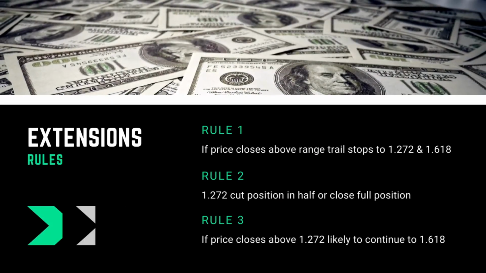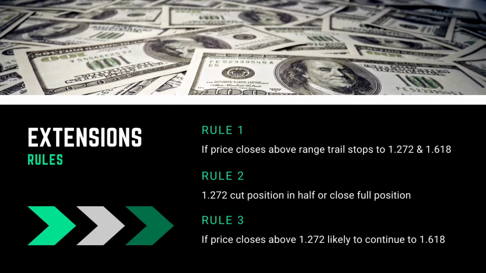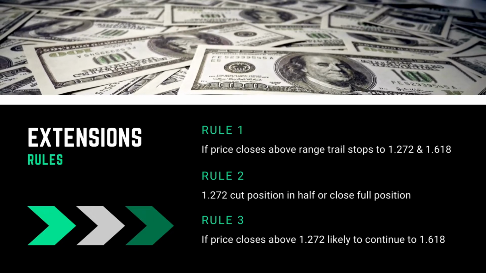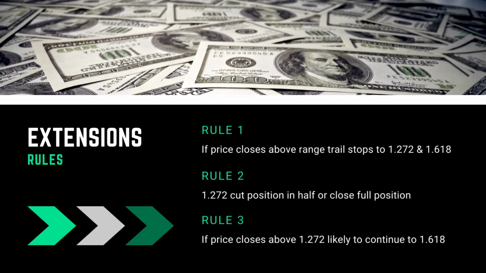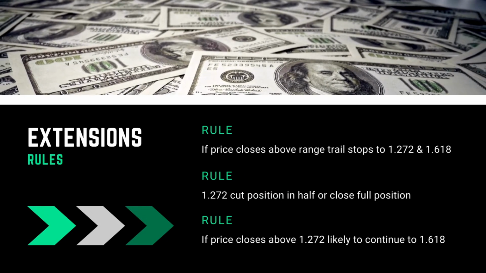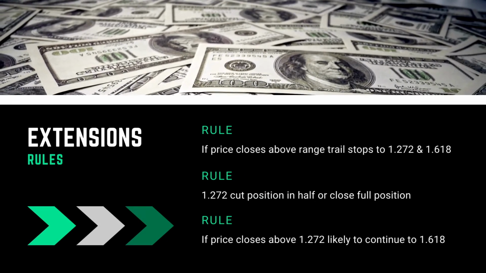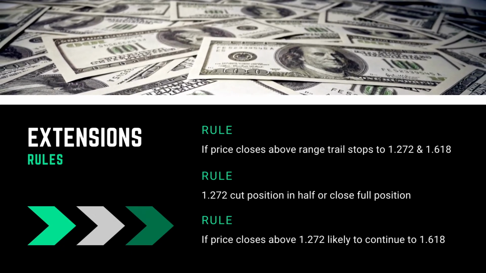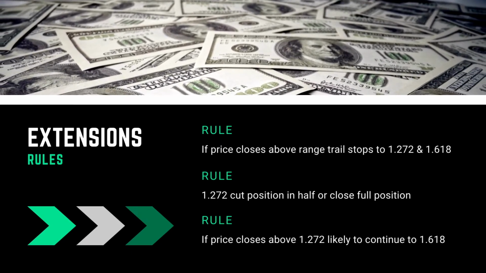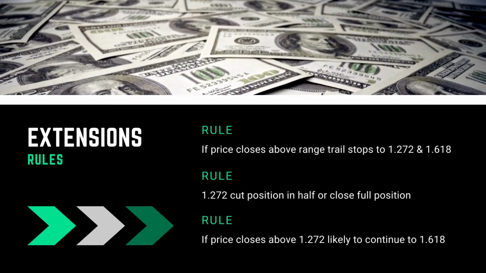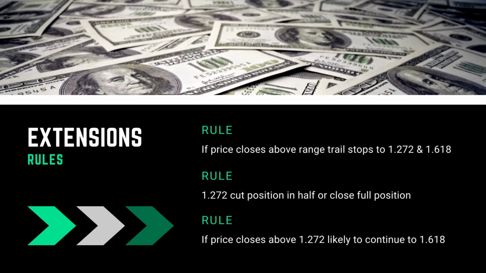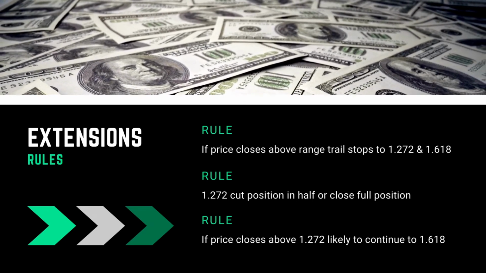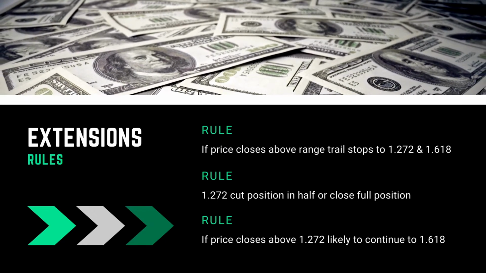Here are some rules to consider. If you enter a trade before the range is broken, you need a candle close outside of the range. Once this happens, trail your stops up to the 1272, your first profit target. The 1272 is a level where you can cut your full position or take half your profits and hold the rest. If you get a candle close above the 1272, price is likely to move to the 1618. Take your full profits at the 1618 extension.